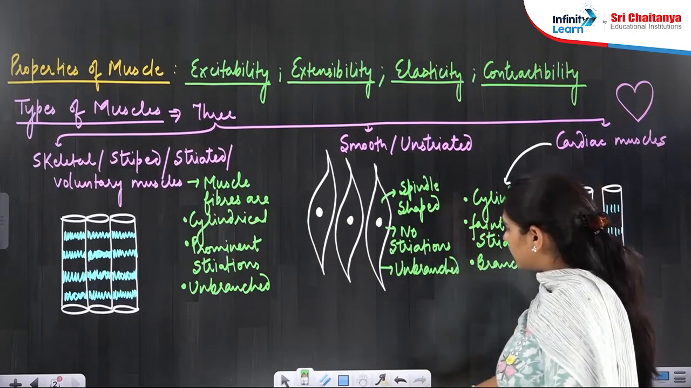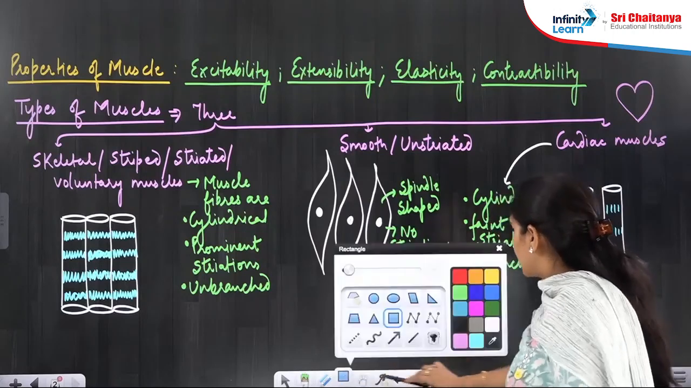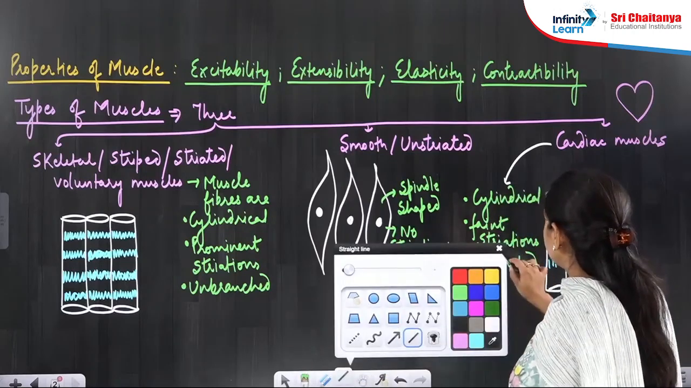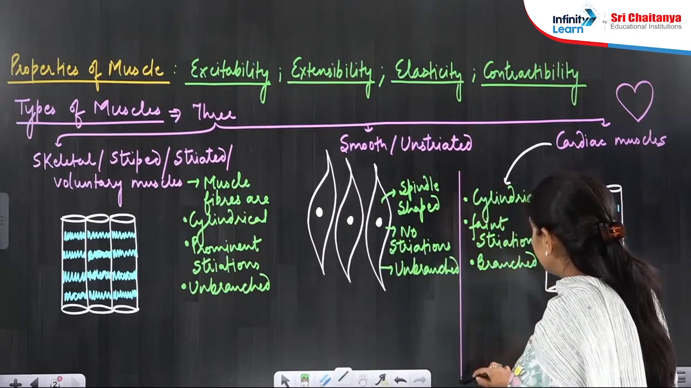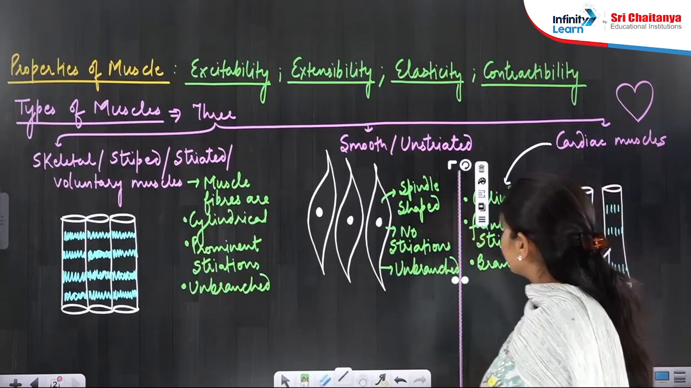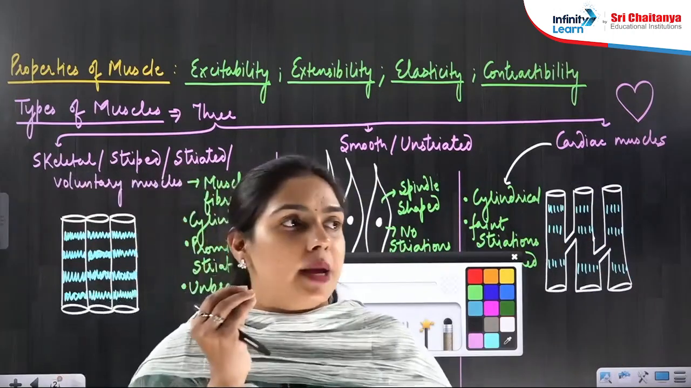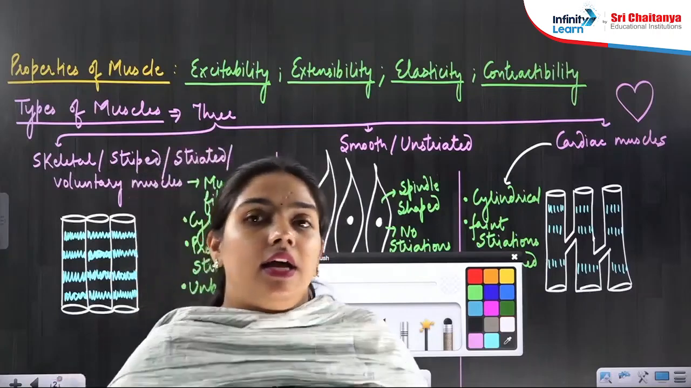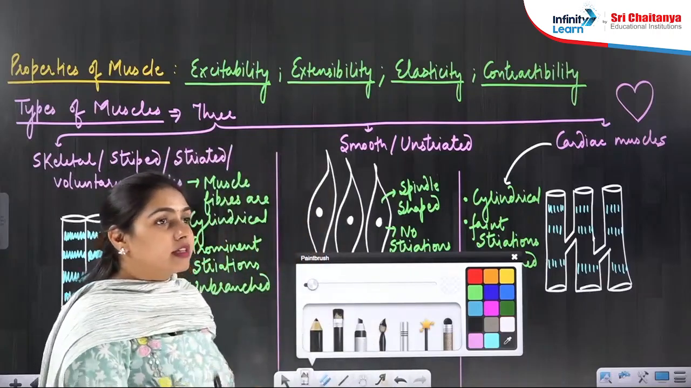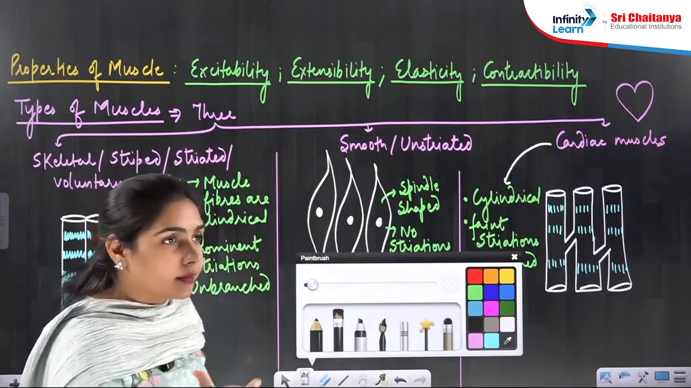Are you understanding these differences, everyone? Yes, please tell me. Are you understanding this much? The shape of the muscle fiber, the striations, the branching.